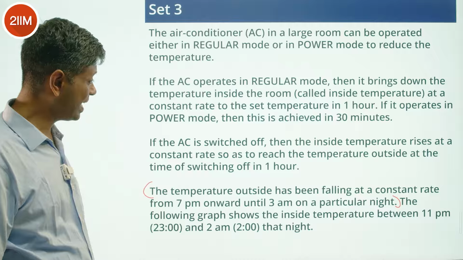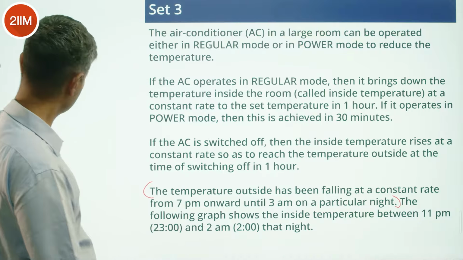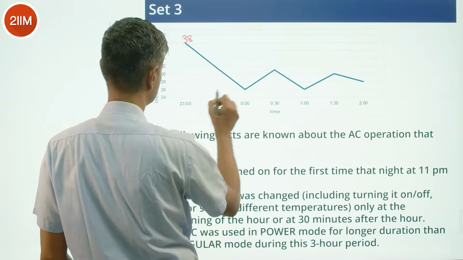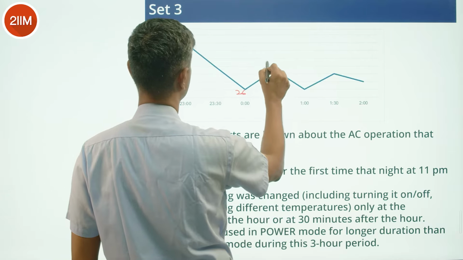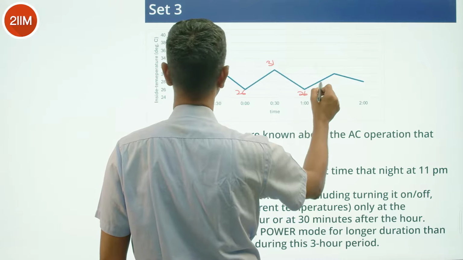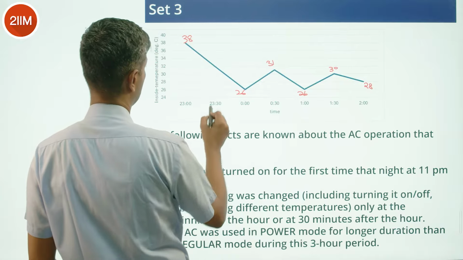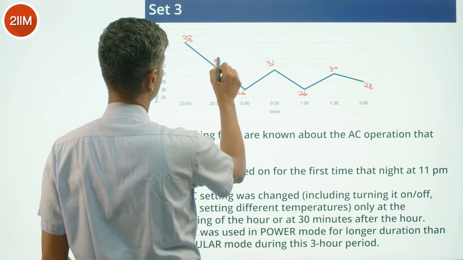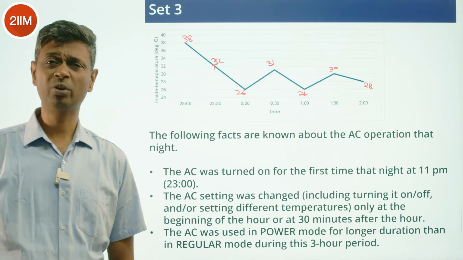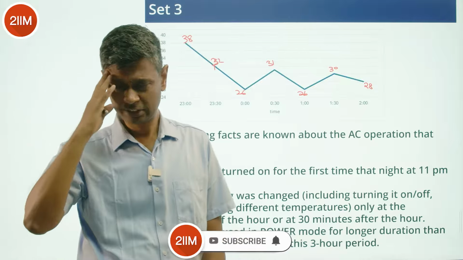The following graph shows the inside temperature between 11 p.m. and 2 a.m. that night. Very interesting. Inside temperature. This is 38. This is 26, 31, 26, 30, 28. And 30 should be bang in between 32. Again, I don't understand why a graph has been given. A simple table would have been very nice. I find that there are 6 data points. Looking at a table helped my mind.